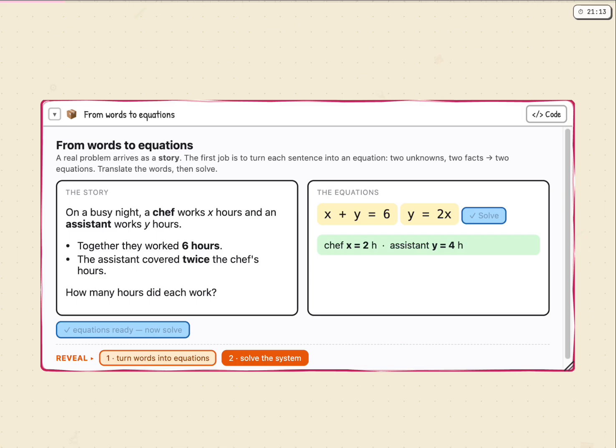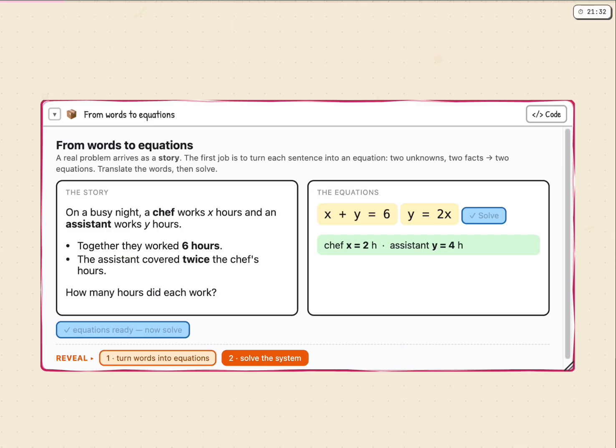Check it against the story. 2 plus 4 is 6, correct? And 4 is twice 2, correct? The words and the numbers agree. But solving it by hand is the boring part. The interesting question is, what does this problem look like? Because if we can see it, we can understand it.